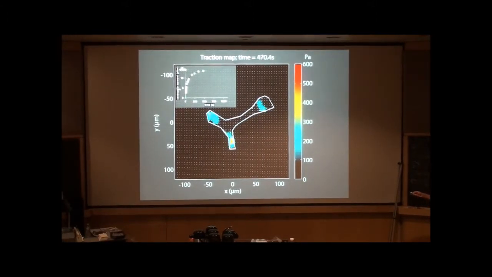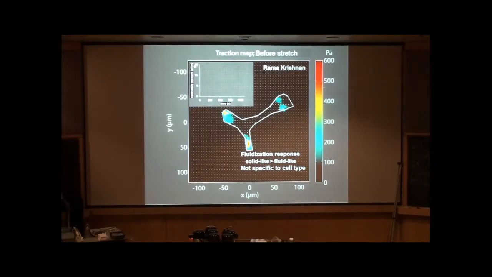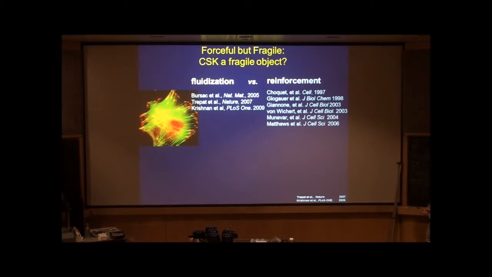And there's the graph showing the recovery over about 600 seconds. Okay. So I'm not going to show you all the data, but it's a fluidization response. The cytoskeleton went from a solid-like to a fluid-like state. And it turns out this seems to be universal. We've looked at about a dozen or 15 different cell types. It seems to be a universal phenomenon.